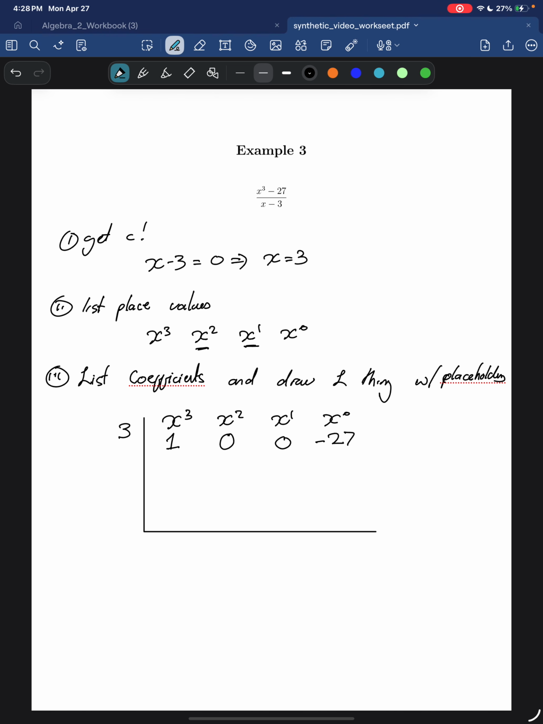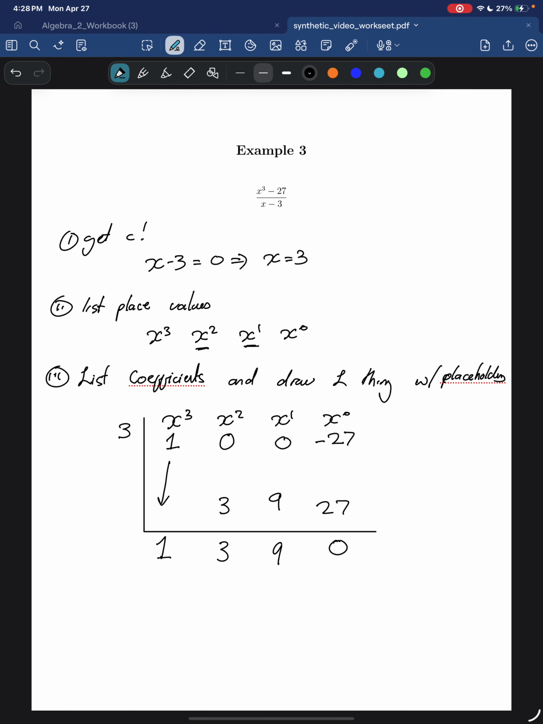And then I just go again, the same exact thing I've been doing. So I bring the 1 down, so it's going to be 1. 1 times 3 is 3. 0 plus 3 is 3. 3 times 3 is 9. 0 plus 9 is just 9. 9 times 3 is positive 27. So in this case, our remainder is 0. All right? And that's really how we're going to do this.